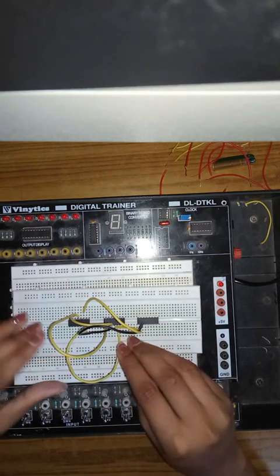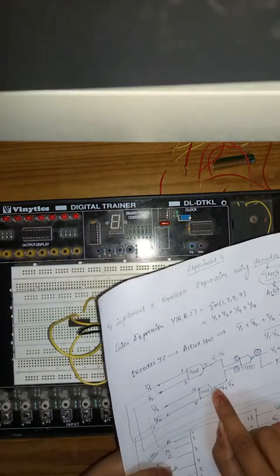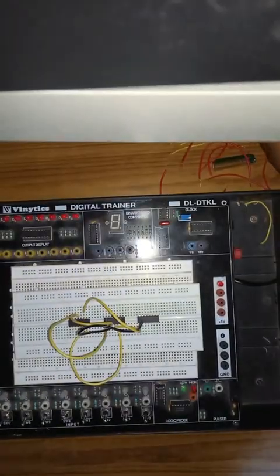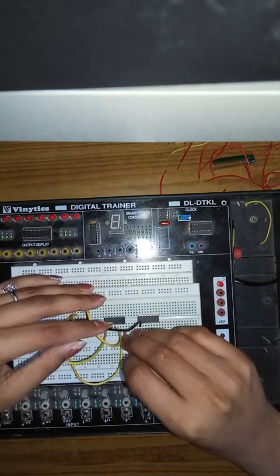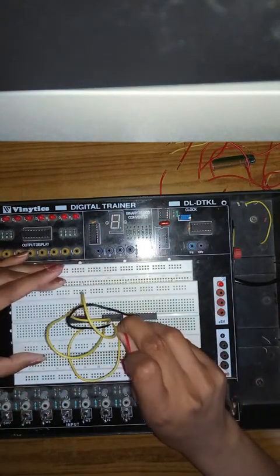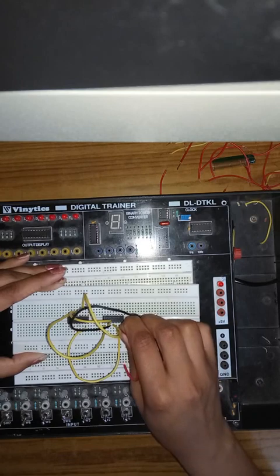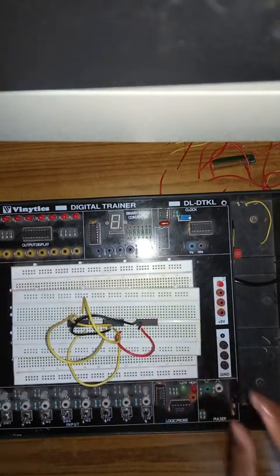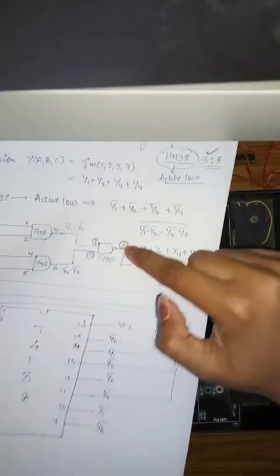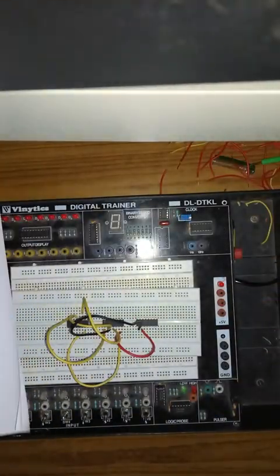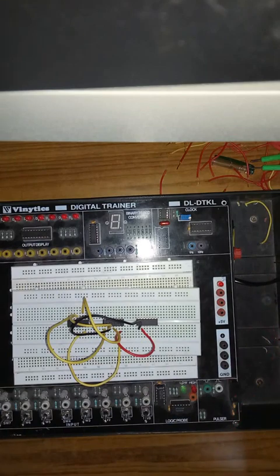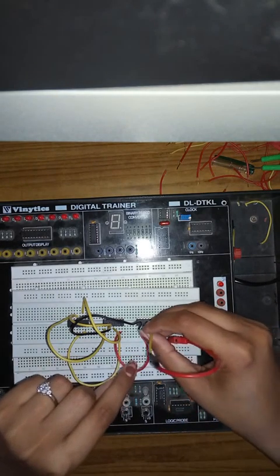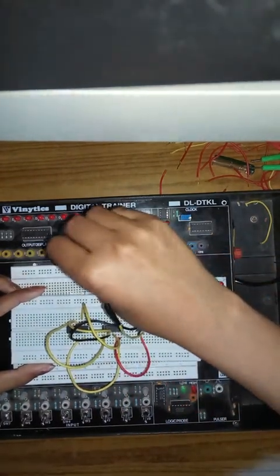Fine. Now see, the 6th pin of the AND gate is connected to the second pin of the NAND gate, and from the third pin of the NAND gate we are getting the final output. So I will take this connecting wire and connect it on the output side. So the third pin of the NAND gate is connected to the output panel.